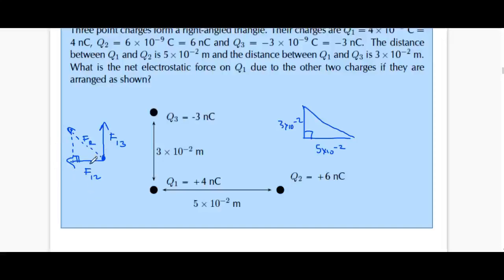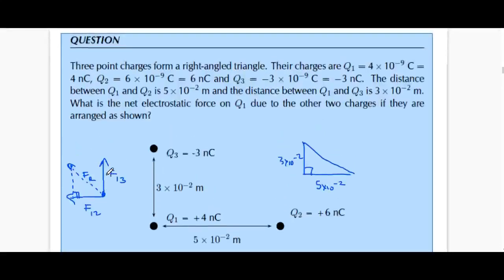Okay, so now I know that F12 is my adjacent, and my F13 will be my opposite. It will be my Y, this one will be my X, and this one will be my R. So that's how we are going to solve the problem. We are going to calculate the magnitude of F12 and the magnitude of F13, and then we do a Pythagoras theorem to get FR. Okay, now let's continue.